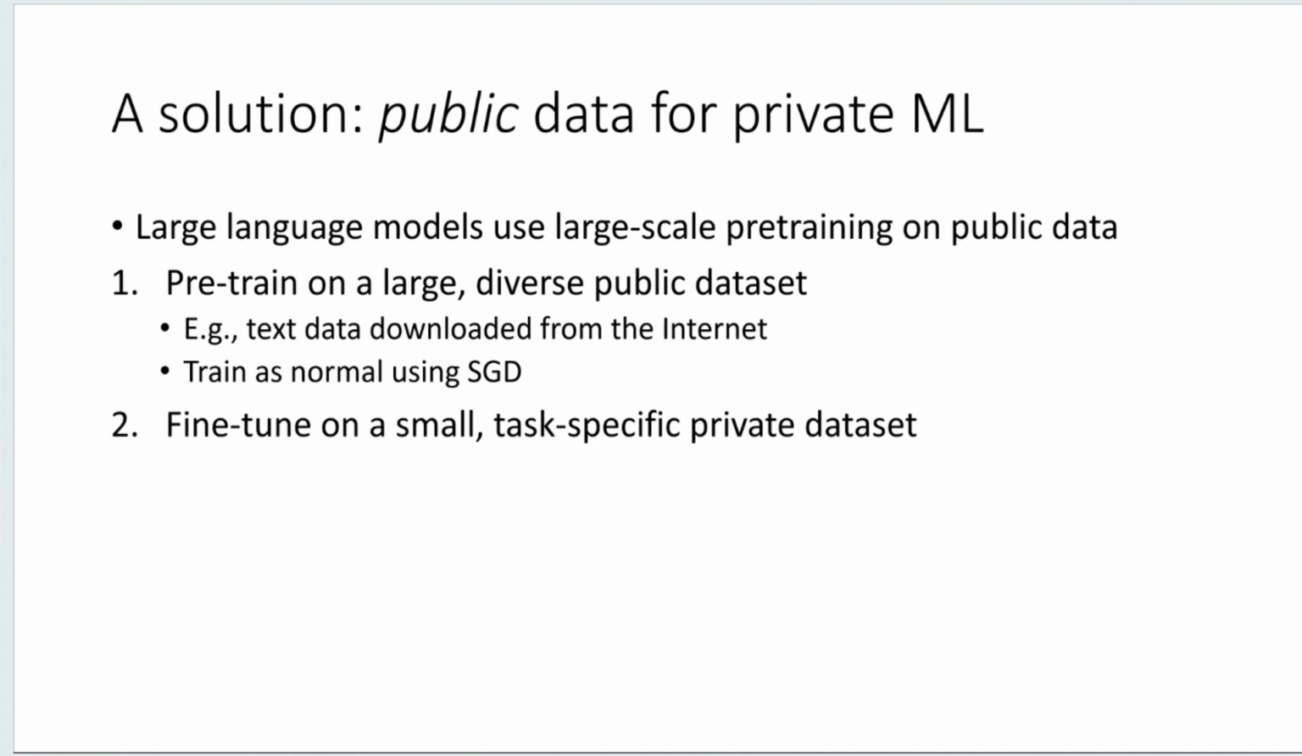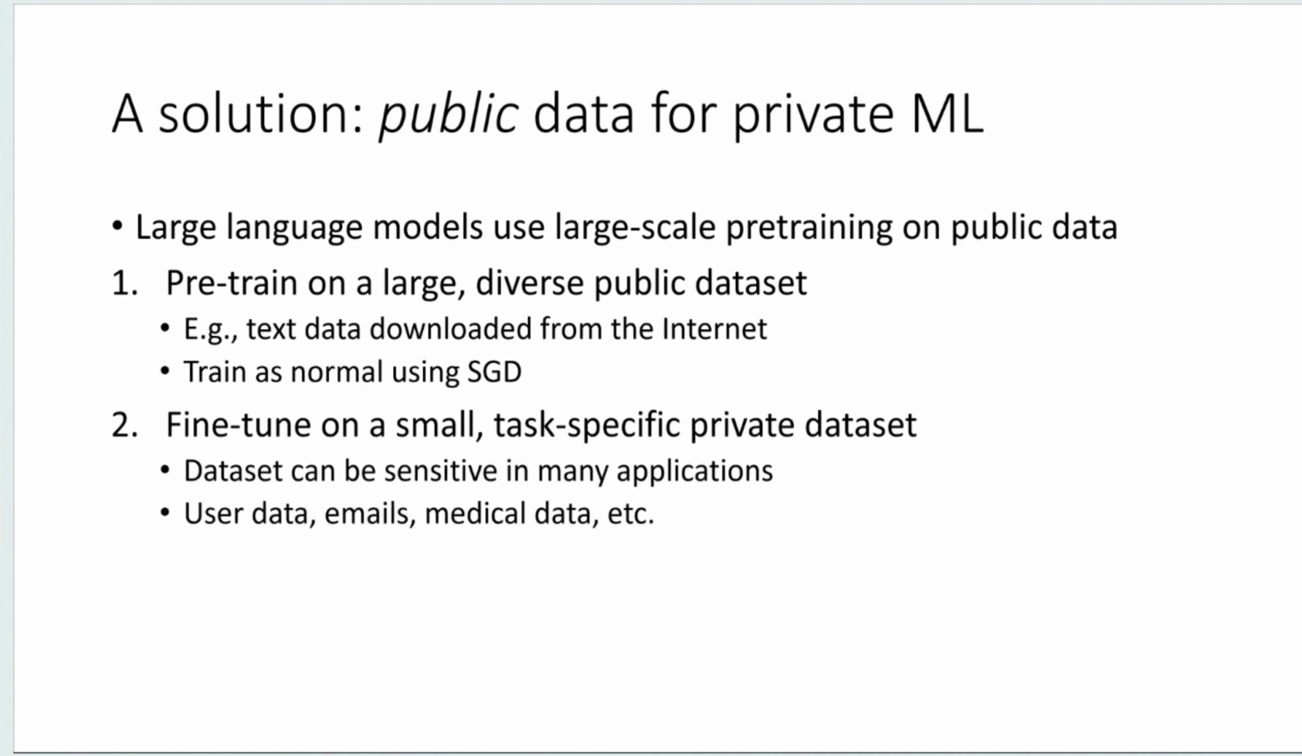The second stage will be fine-tuning the weights on a smaller task-specific private data set, which is suited to our specific application that we care about downstream. In many cases, maybe things like user data, emails, medical data, and so on. And of course, in these cases, it's a very sensitive data set, so we'll use DPSGD. So you can see here that I'm affording the data heterogeneous privacy guarantees, where we're not giving privacy protection to the original public data set, but we are to the second private data set.